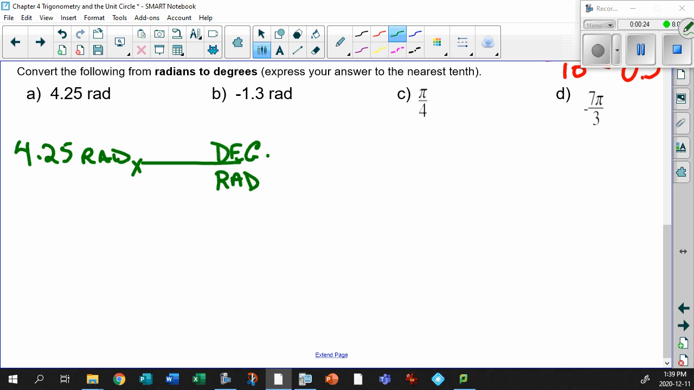All right, so how many degrees and how many radians? Right, which is the conversion. 180 degrees is pi radians. Oh, then this becomes easy. All you have to do is multiply the 4.25 times 180 divided by pi. And it says to the nearest tenth, go nuts.